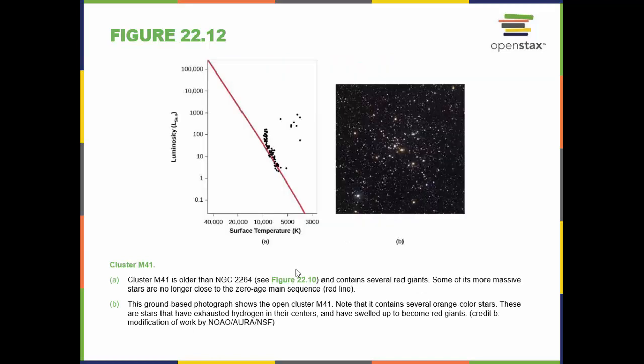So here we see cluster M41, and it's older than the previous cluster, and it contains several red giants, and some of its more massive stars are no longer close to the zero-age main sequence. So this ground-based photograph shows the open cluster M41, and note that it contains several orange-colored stars, and these are stars that have exhausted their hydrogen centers and have swelled up to become red giants.